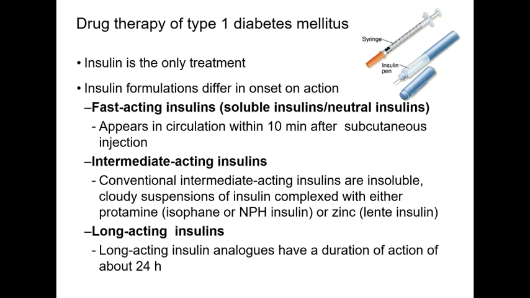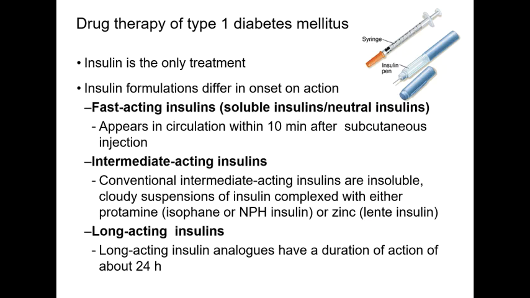Now the fast acting ones appear in circulation within 10 minutes after subcutaneous injection. Subcutaneous means we inject the insulin below the skin. Within 10 minutes of injection, the insulin is detected in blood. That's why they are called fast acting insulins. They are also called soluble insulins or neutral insulins.